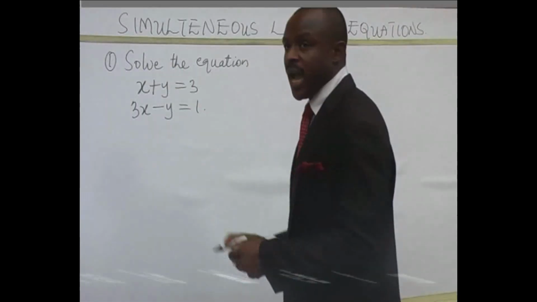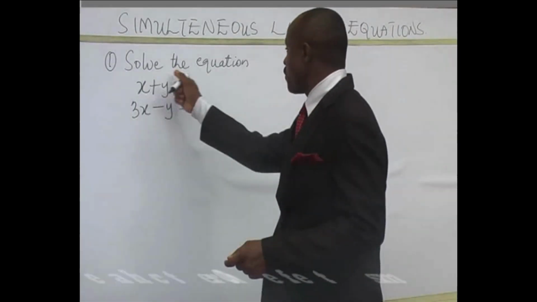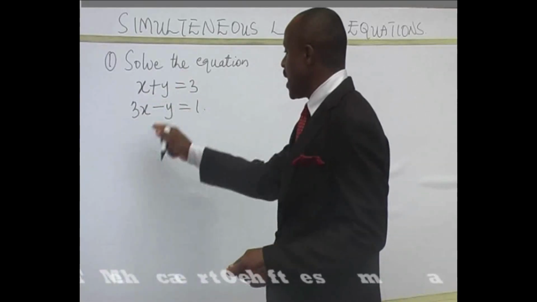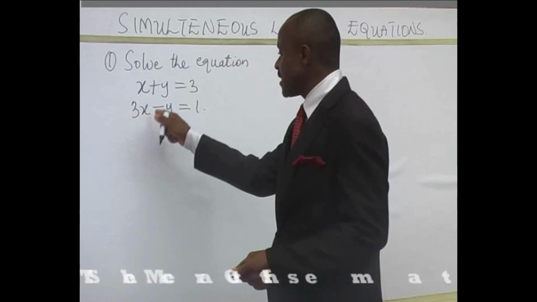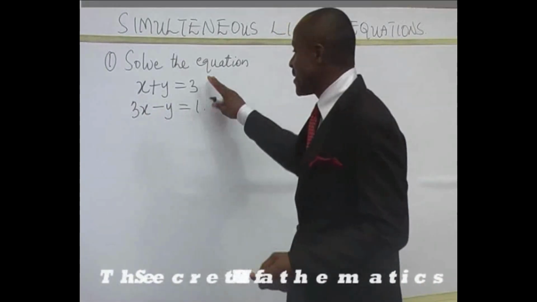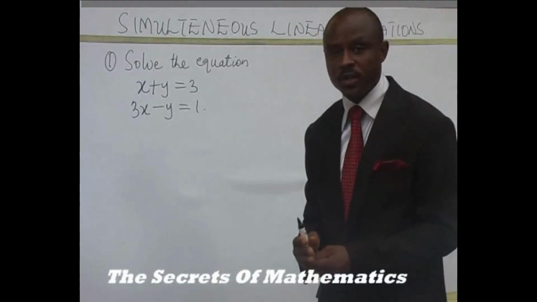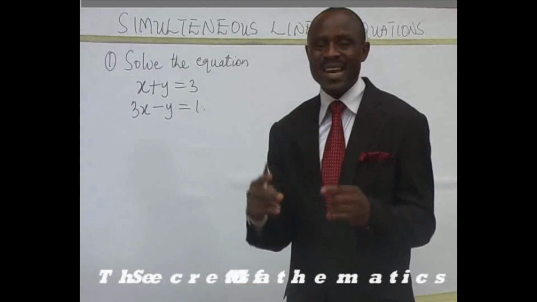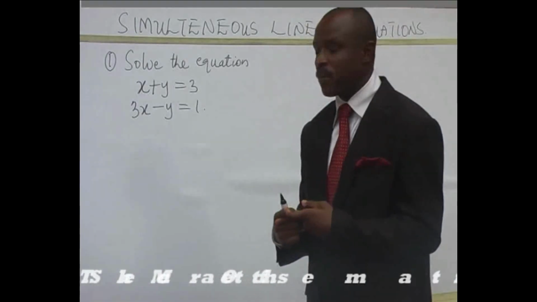The first question says we should solve the equation x plus y is equal to 3, at the same time, 3x minus y is equal to 1. That makes it a simultaneous equation because there are two equations that are happening at the same time.